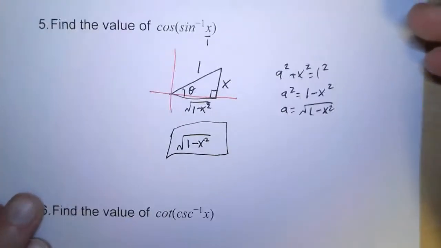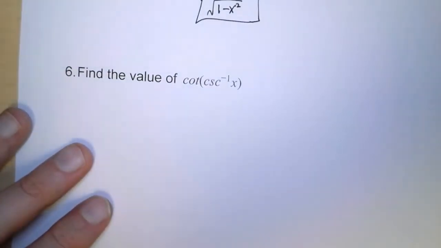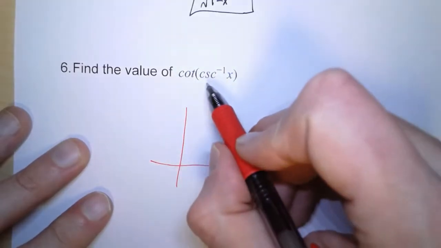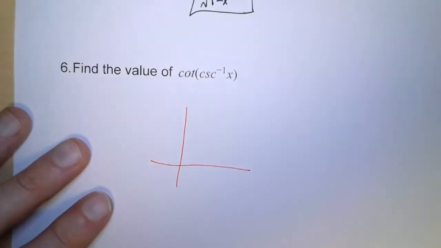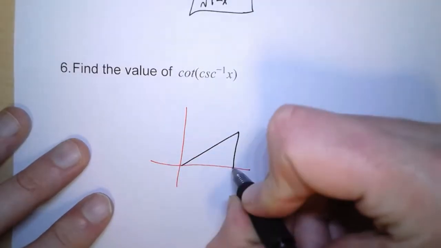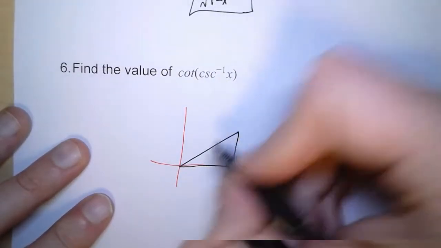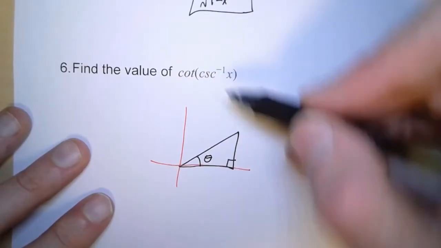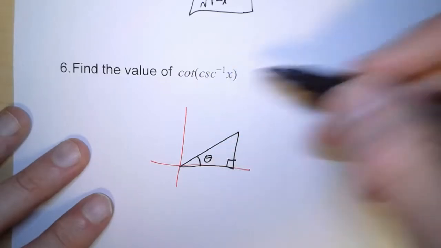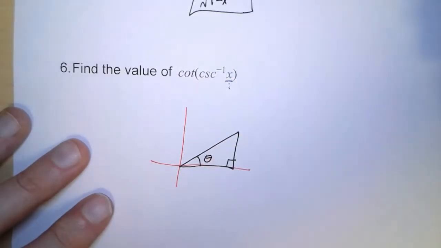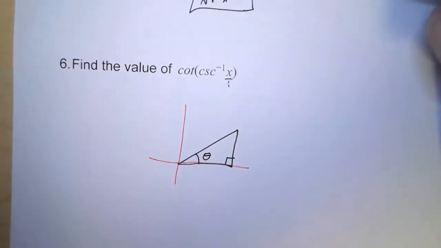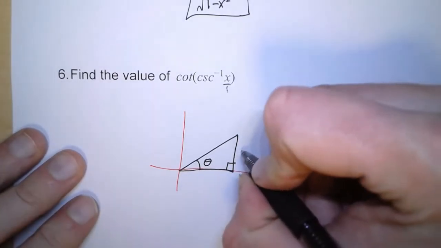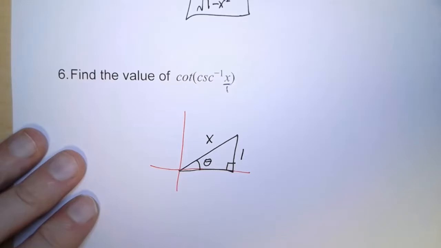Now for the second one, again, we're given an expression. This time we're told cotangent of cosecant inverse of x. At face value, it sounds a little more difficult, but wait a minute. The information is more or less the same. This is telling us that we're talking about a certain angle, this angle. And it's telling us that cosecant is x, or x over 1. Now, cosecant is just sine, but flipped upside down. So what would sine be? Well, sine would be 1 over x. So that means this side would be 1, and this side would be x.